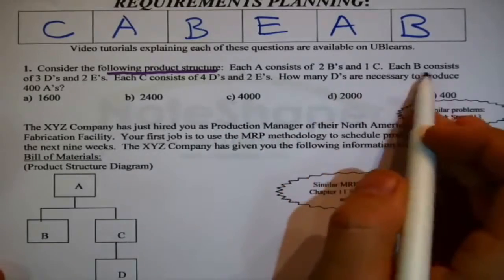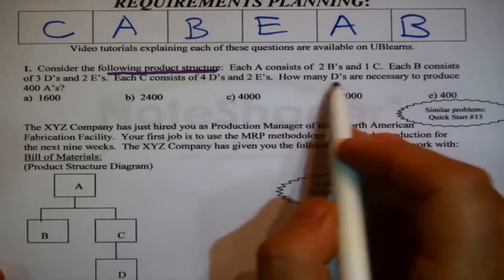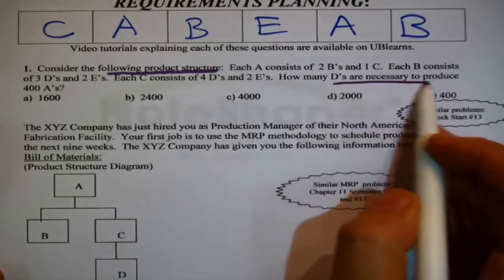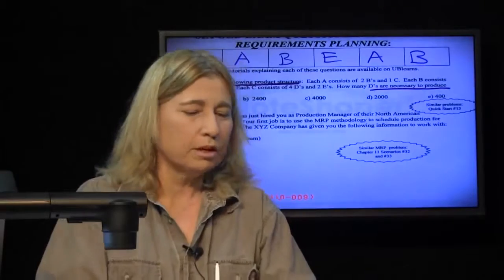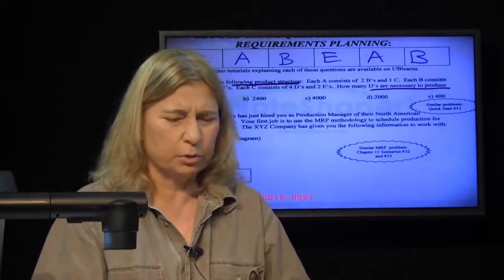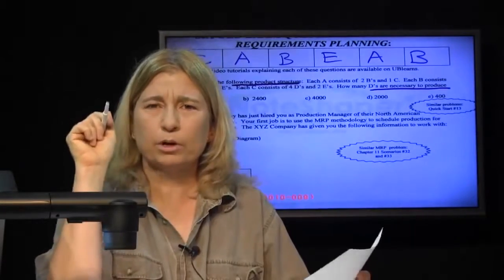Each A consists of 2 B's and 1 C. Each B consists of 3 D's and 2 E's. Each C consists of 4 D's and 2 E's. How many D's are necessary to produce 400 A's? All right, so this is really a question in logic. You can try to figure that out by working with this sentence.